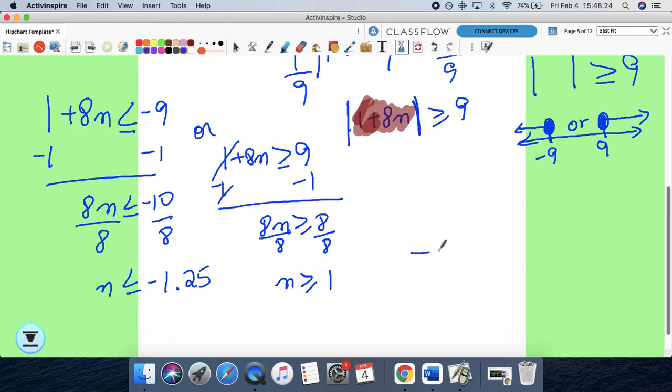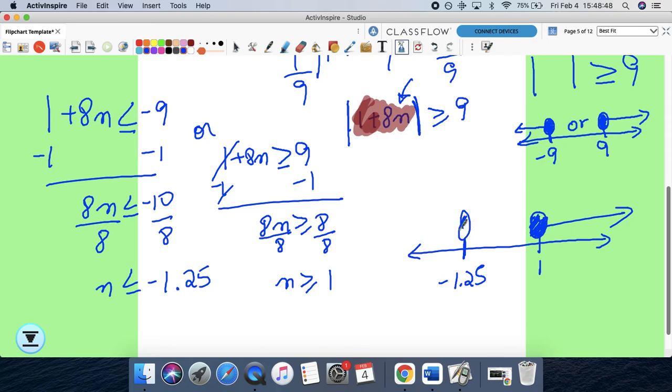So let's graph that. This is all the values of n that I can replace n with to make this inequality true. So if you pick a number that says n is greater or equal to 1, so if you pick a number including 1 and anything above that, that will work. And it's also telling you that if you pick negative 1.25 and every number less than that, it works. Let's try it. So let's pick a number between negative 1.25 and 1.